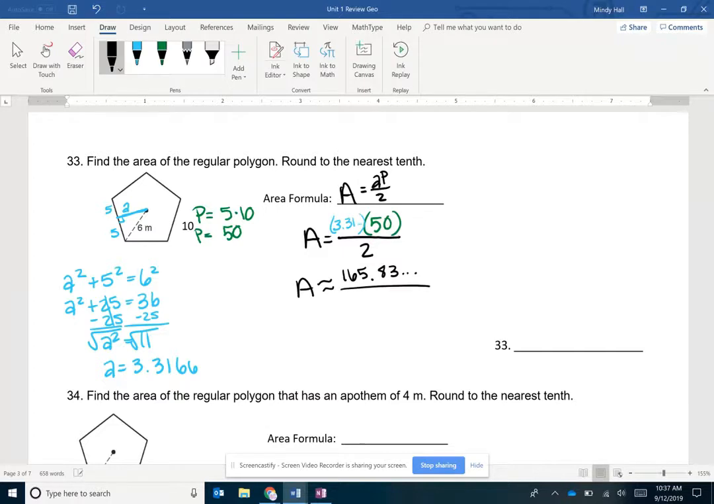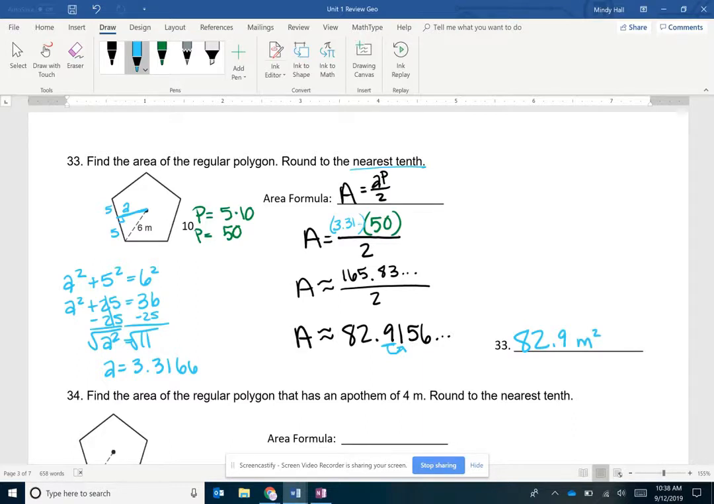165.83, and again, the dots mean that I'm not rounding yet. But then on the calculator, divided by 2, I still have not rounded at all, but that gives me 82.9156, and so on. So now that I have that, and because I want nearest tenth, I waited until the last step to round, because I just kept my calculator going. If I'm rounding to the nearest tenth, that 1 tells me to stay. So my answer is 82.9 meters squared.